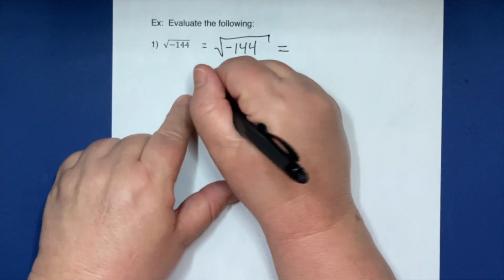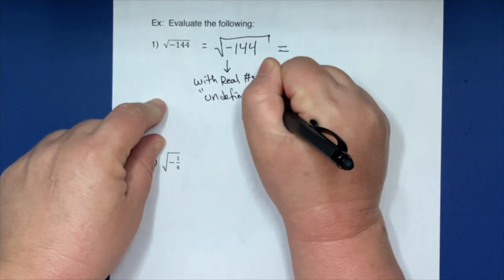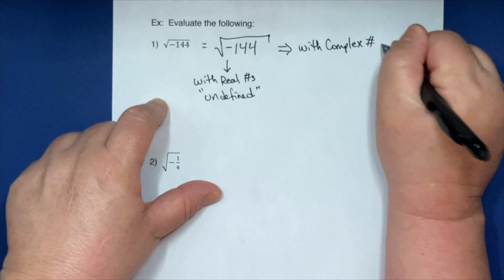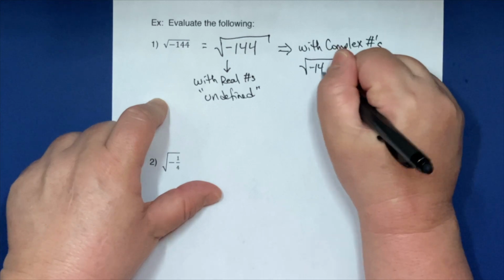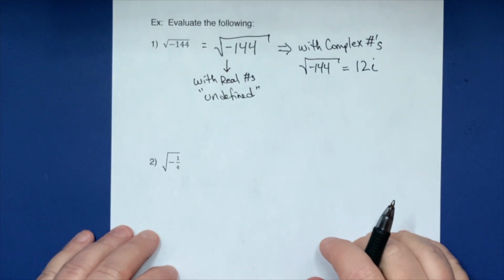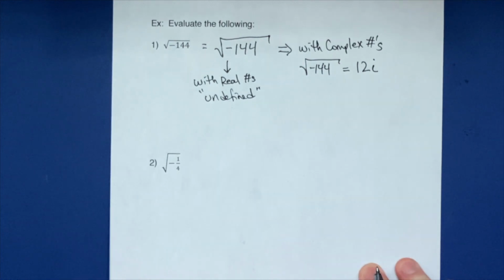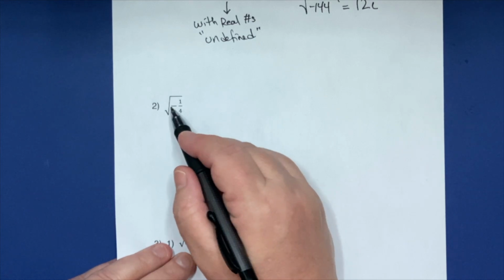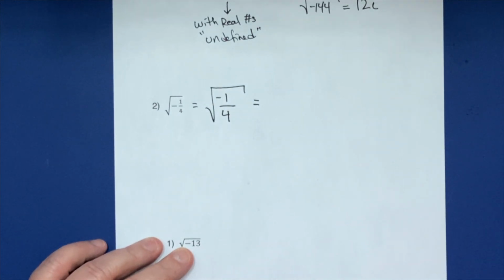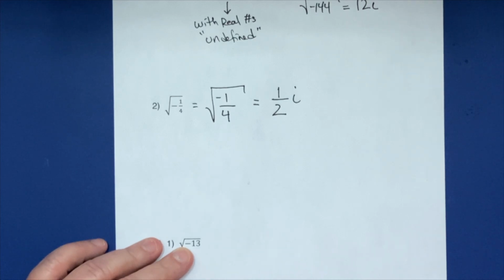So if we're with real numbers, we say this is undefined. But with complex numbers, negative 144 inside a radical is 12i because of the 144, like that. So it's whatever the square root would be without the minus, but then an i attached. So for example, in number 2, the square root of negative 1/4. Let me write that bigger if it's hard to see. The square root of 1/4 is 1/2. And the minus part is going to give us that i.